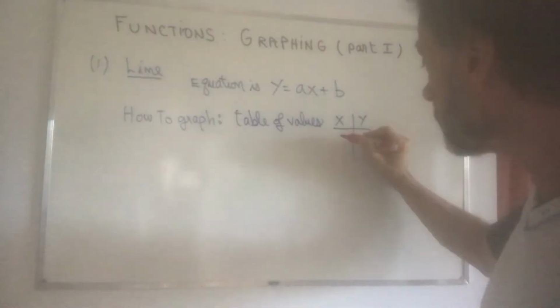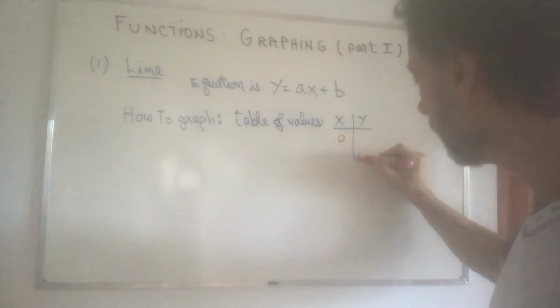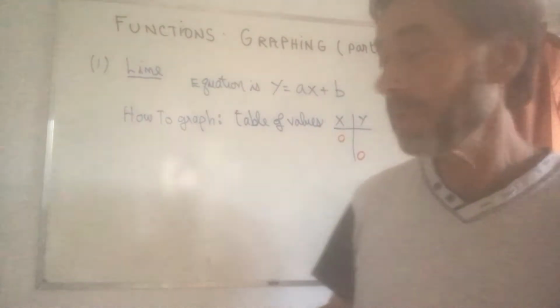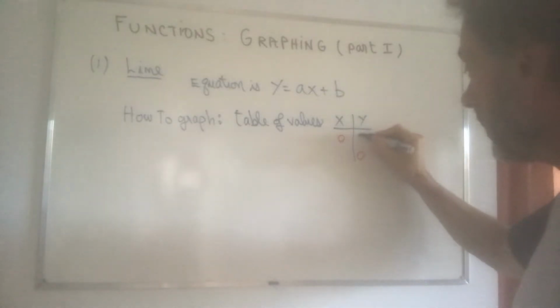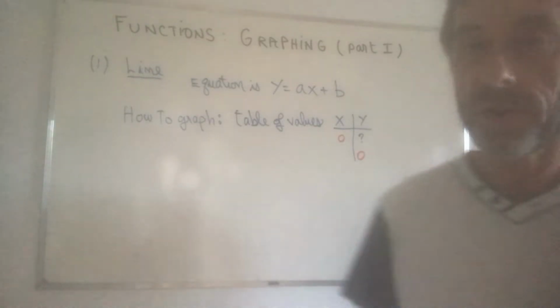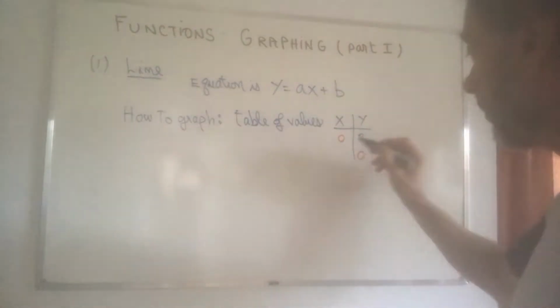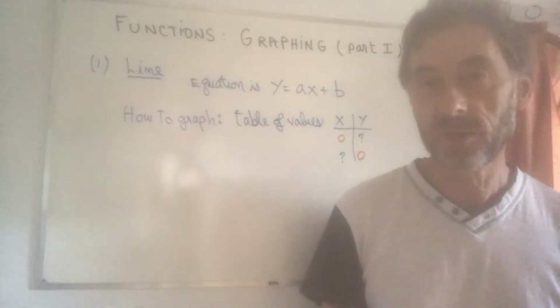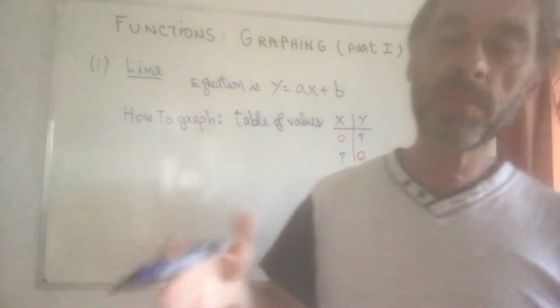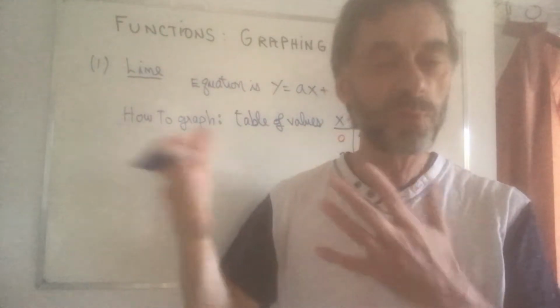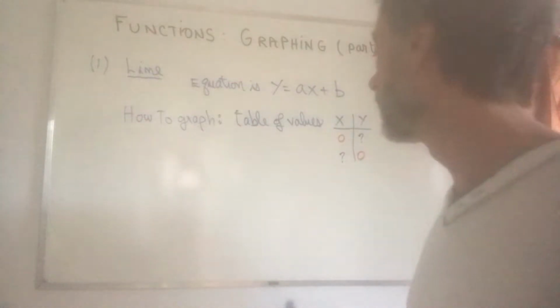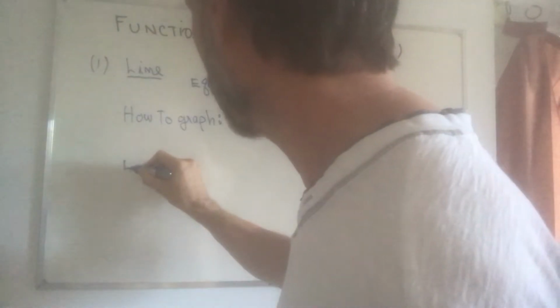What I want to use as my points are the two intercepts. I'd like to find what happens when x is equal to 0. What is the y value? And then reverse: y is equal to 0, and what's the x value? With these two things, I plot them in, join the two points to give you a line, and we get the graph of a line. Nothing could be simpler.